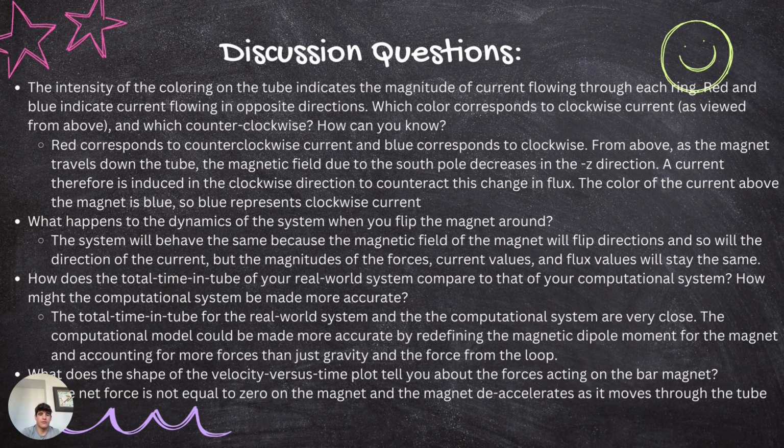The total time in the tube for the real-world system and the computational system are very close. A computational model could be made more accurate by redefining the magnetic dipole moment for the magnet and accounting for more forces than just gravity and the force from the loop. And finally, the net force is not equal to 0 on the magnet, and the magnet decelerates as it moves through the tube.